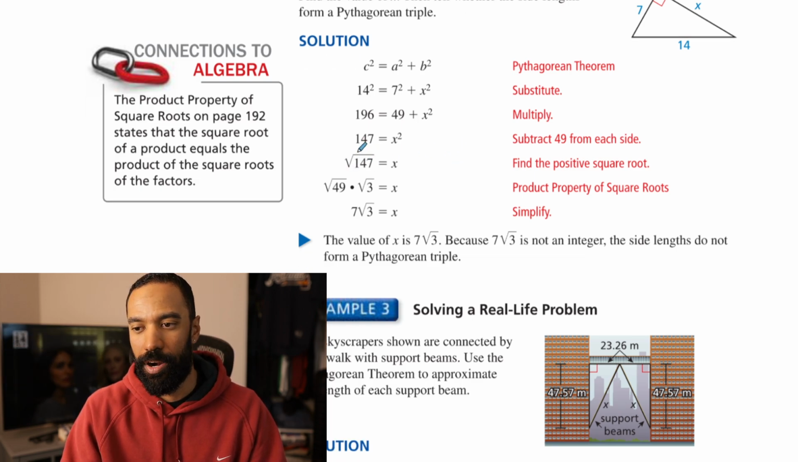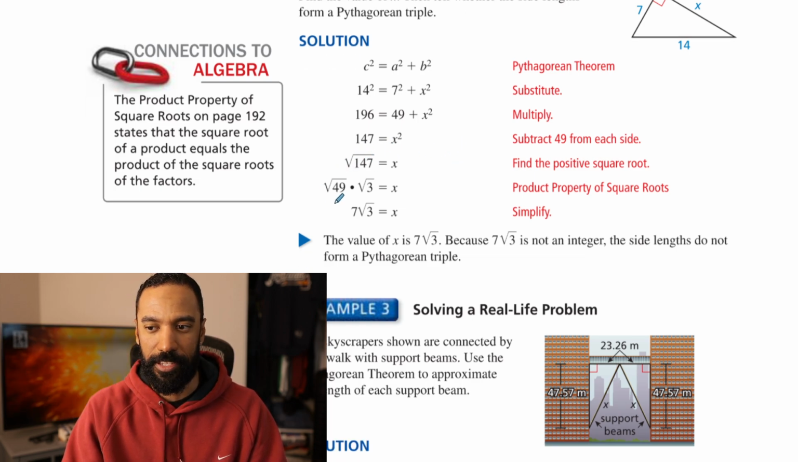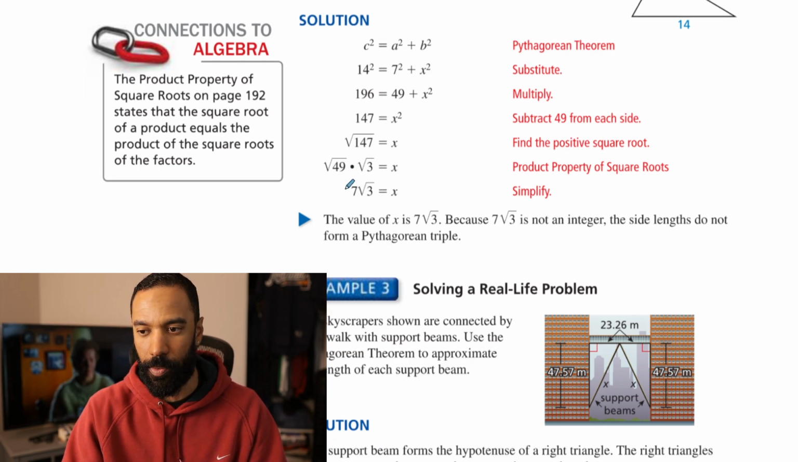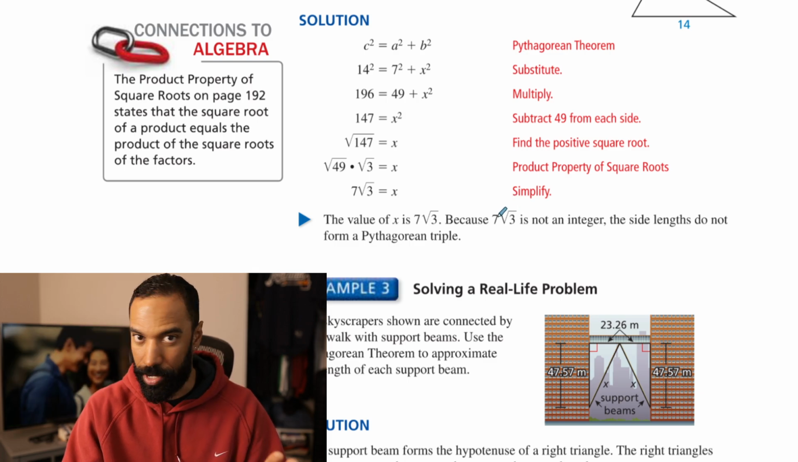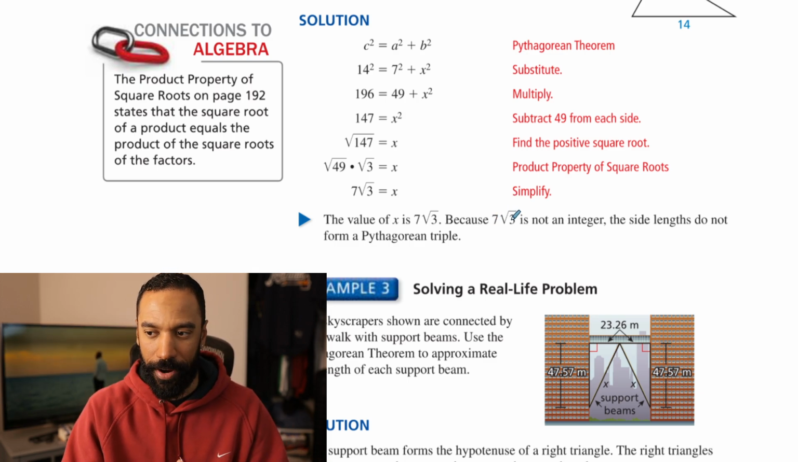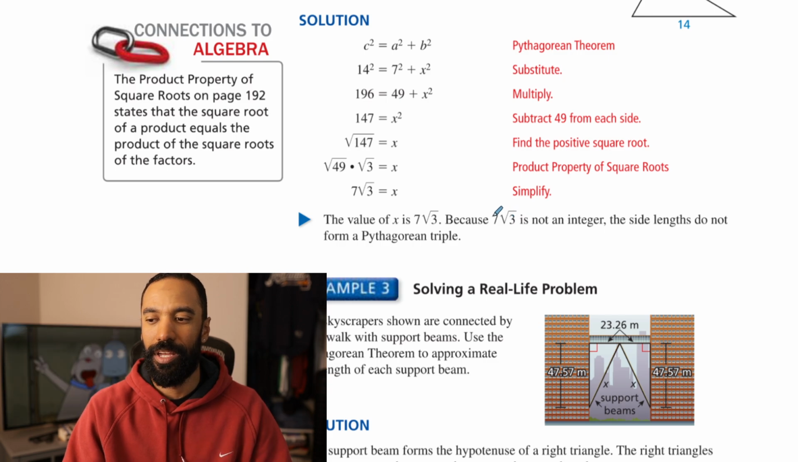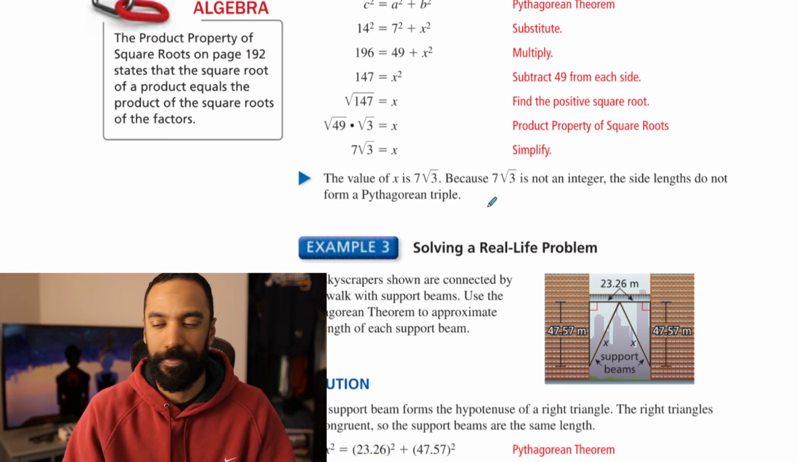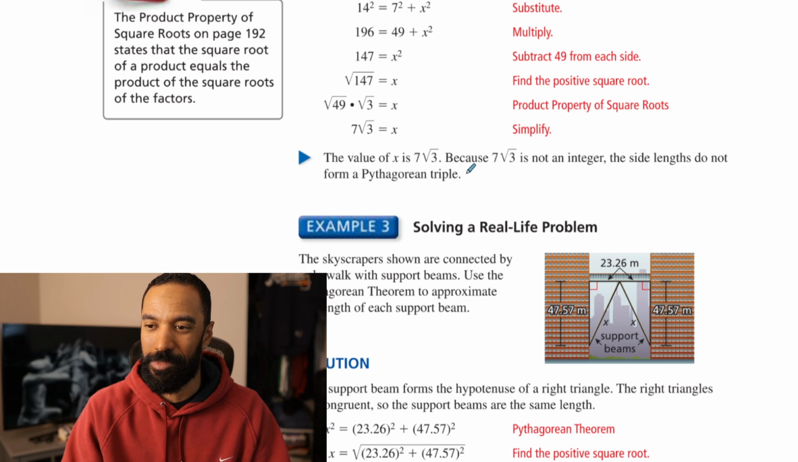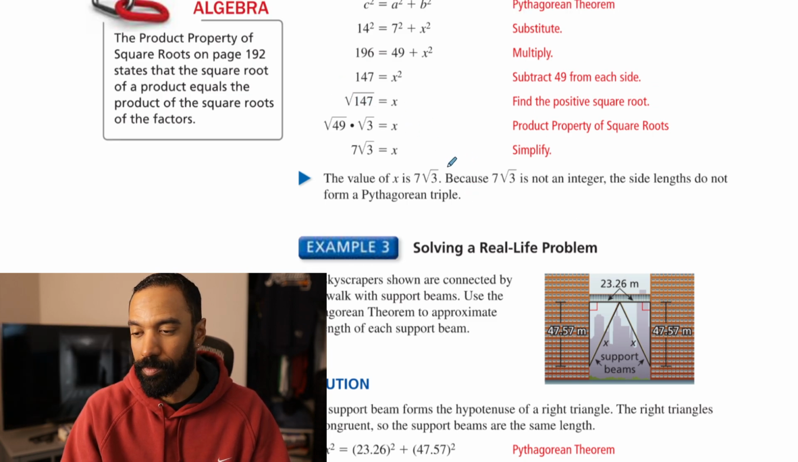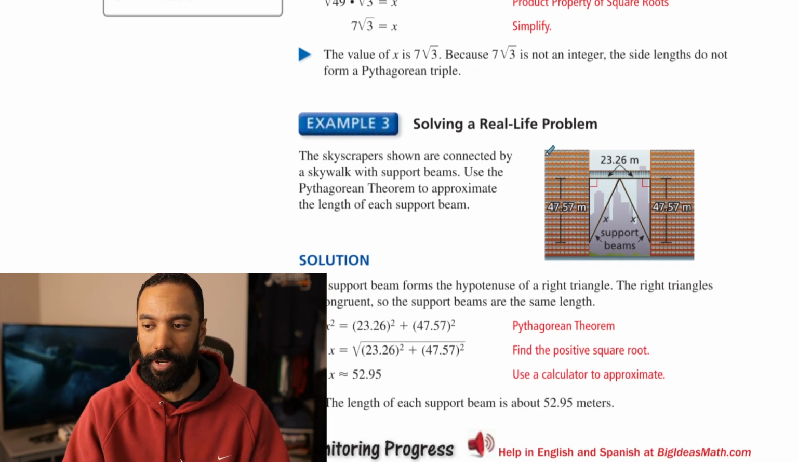Now, you get the square root of 147, which simplifies to 7 root 3. 49 is a perfect square factor in there. 7 root 3 is not an integer. Just because 7 and 3 are integers doesn't mean 7 root 3 is. 7 times the square root of 3 is just a value. I don't know what it is. It's somewhere. It's a little more than 12. It's not a Pythagorean triple.